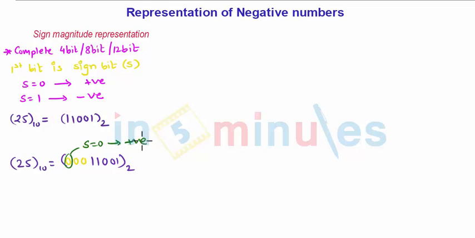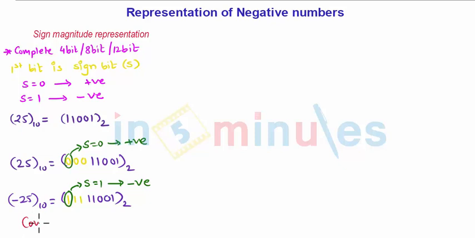hence your number is positive. And if you want to represent negative 25, to complete the 8-bit pattern we padded 0 previously, now we will pad this with 1, so the number will be written again in binary, and now this 1 is the sign bit S, which indicates that your number is negative. But the system is very complex to implement.